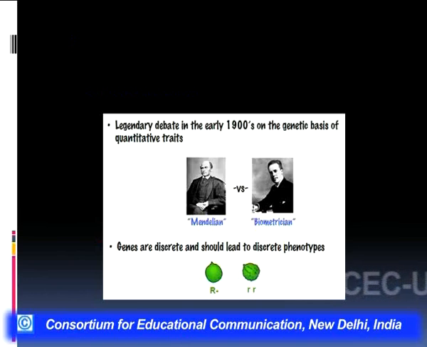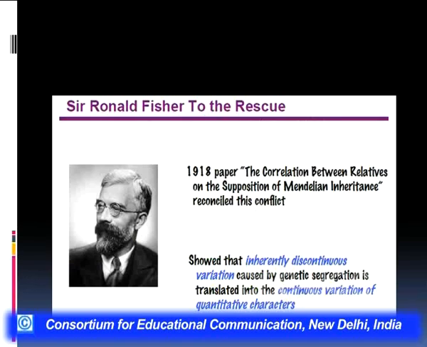So, that means this controversy reached its zenith or peak, because we believed till then that genes are discrete and they should also lead to discrete phenotypes. That means our mindset till then was that whether it is capital R or small r, it has to be round, and if it is homozygous small r, that means it has got to be wrinkled and there is nothing in between, there is nothing intermediate.